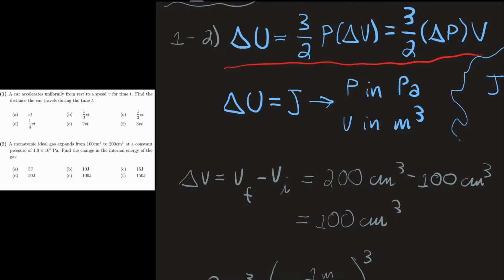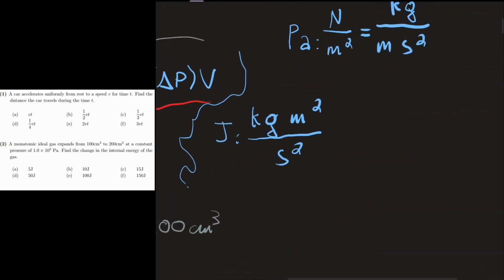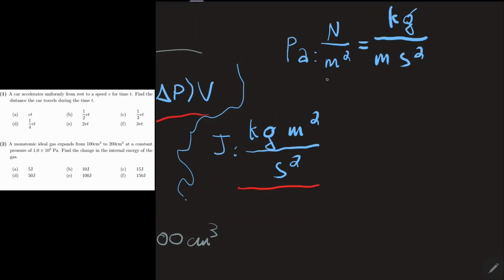Next, note that for this equation to give the result in joules, the pressure needs to be in pascals and the volume needs to be in meters cubed. These are, of course, the SI units. And it isn't exactly necessary to know this for this question, but as a reminder, joules are in kilogram meters squared per second squared, and pascals are in newtons per meter squared, or kilograms per meter per second squared.